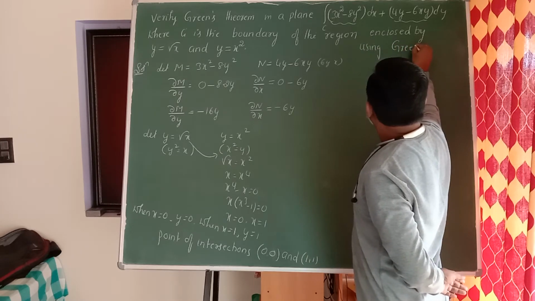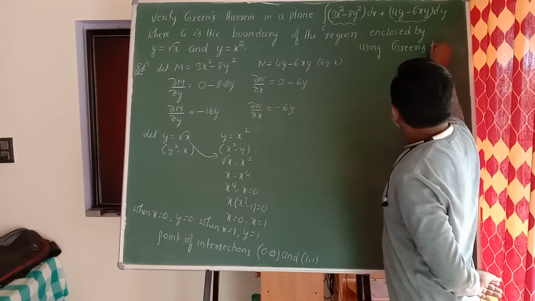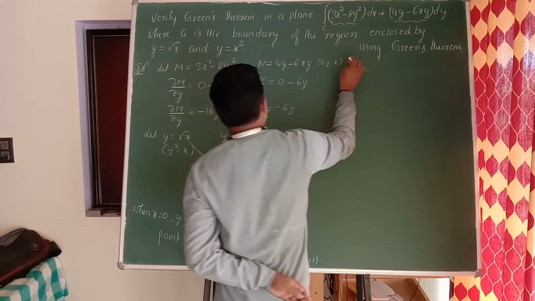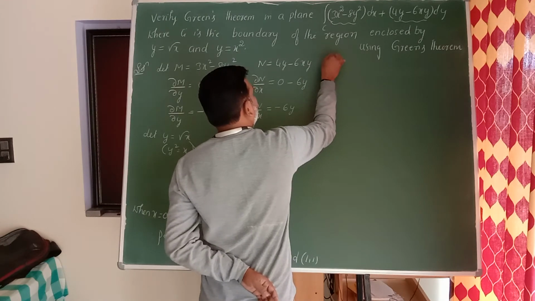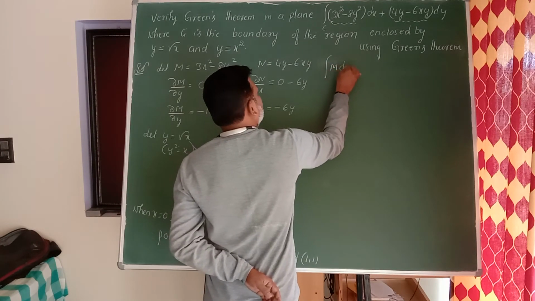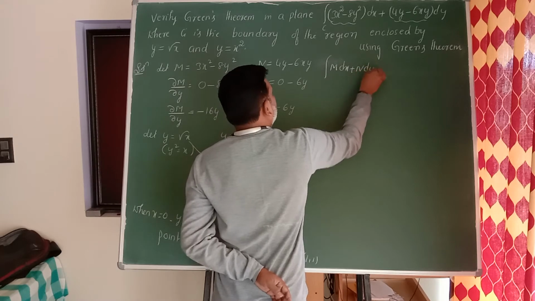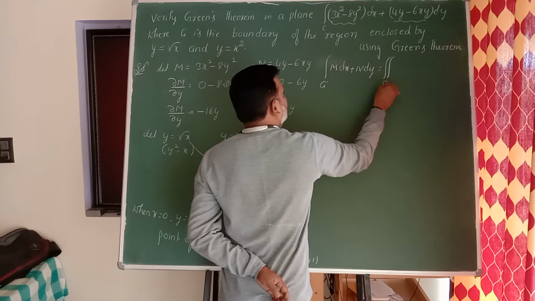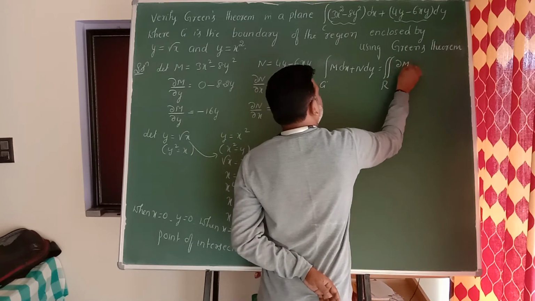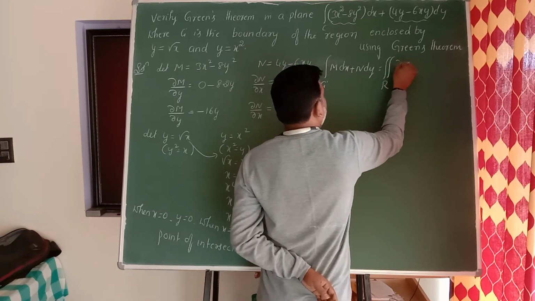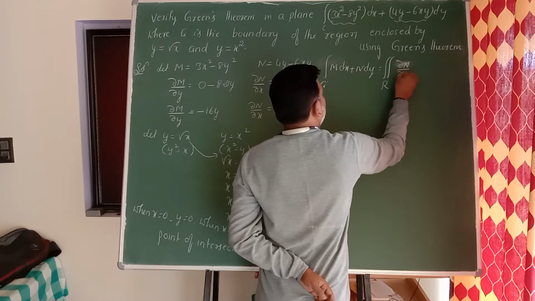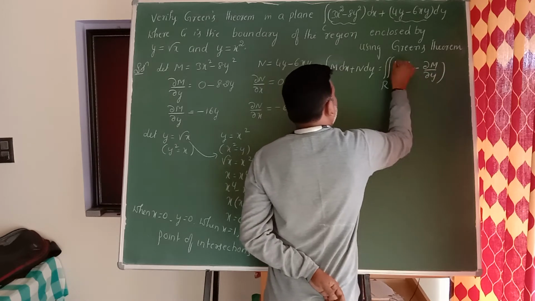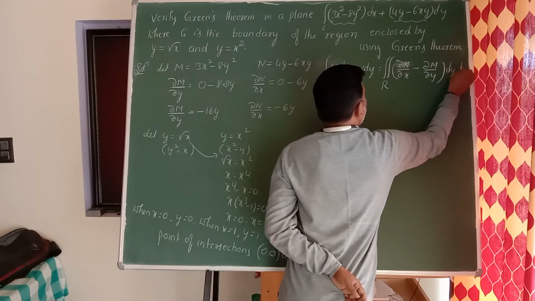understand this. Using Green's theorem, what does Green's theorem say here? It says that the line integral of M dx plus N dy over a closed curve C is equal to a double integral over the region R of (∂N/∂x minus ∂M/∂y) dy dx.